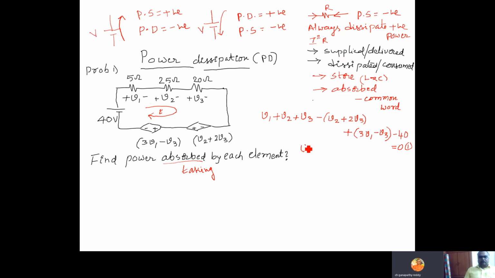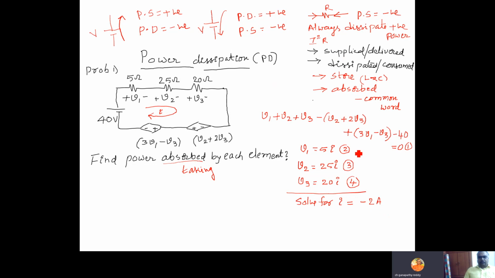Second equation, V1 equals 5i. Third equation, V2 equals 25i. And V3 equals 20i. So these are the four equations; solve for I. When you solve, you get minus 2 amps. I'm not literally solving it here; you can try later and you will get minus 2 amps.